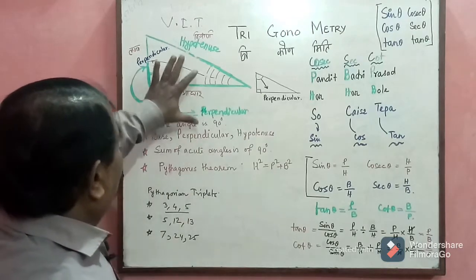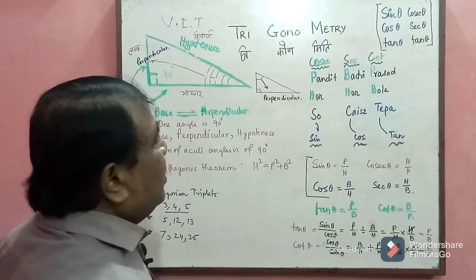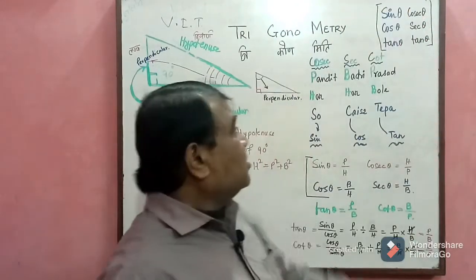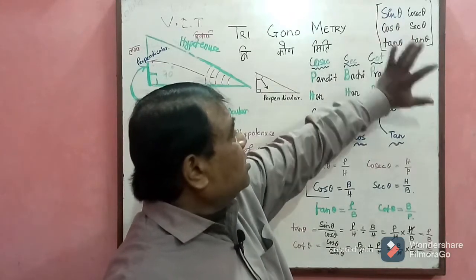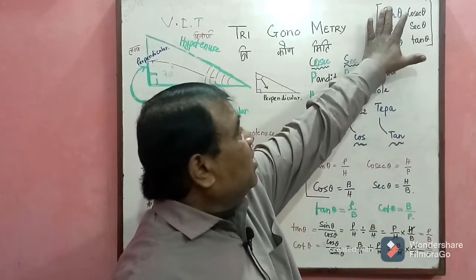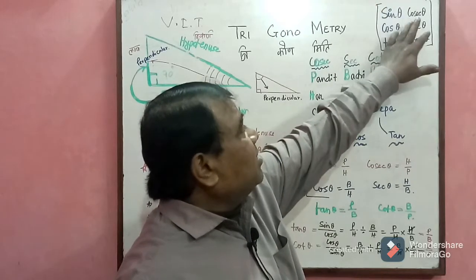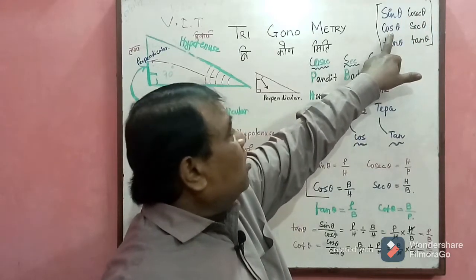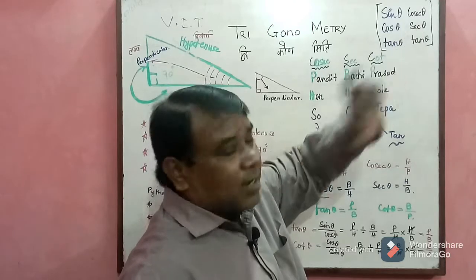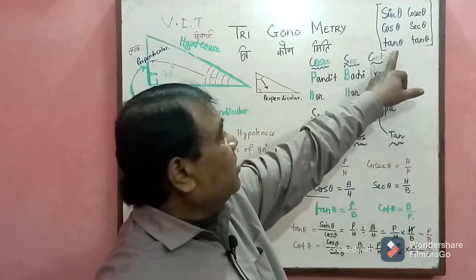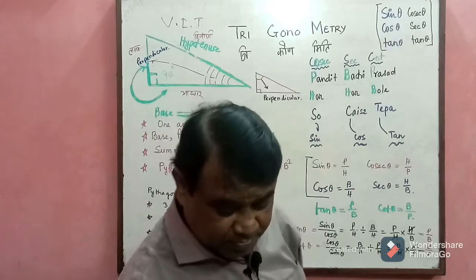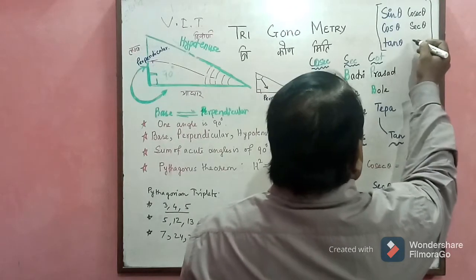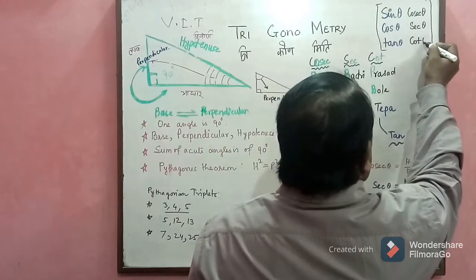Here we have only 6 ratios of trigonometry: sin theta, cos theta, tan theta. The reciprocal or inverse of sin theta is cosec theta. The inverse or reciprocal of cos theta is sec theta. And the reciprocal or inverse of tan theta is cot theta.